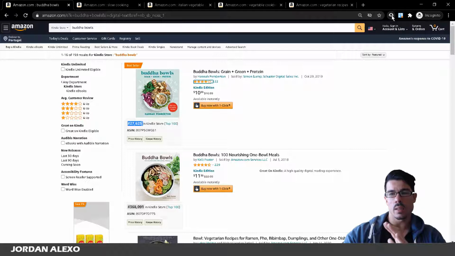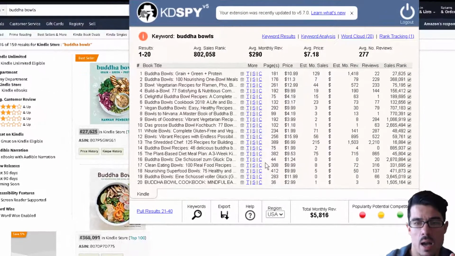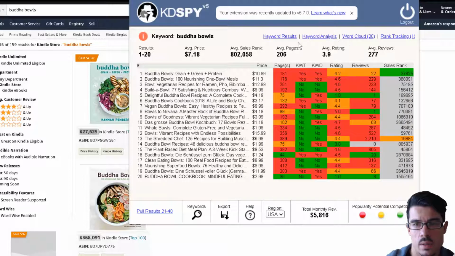So I'm going to click on KD Spy, and you can see that in just a few seconds I can see all of this information in a single window. This is very helpful because it's easy for me to analyze everything. Let's go to keyword analyzer. You can see both views. I like to use either one or the other, it depends on my mood. Over here with colors, it allows me to more easily see some information.